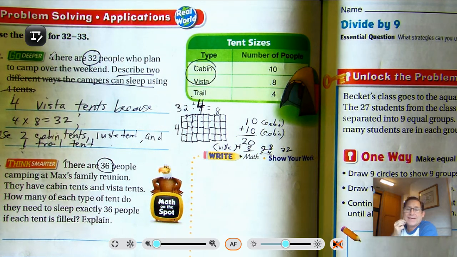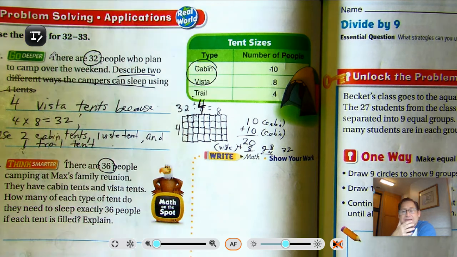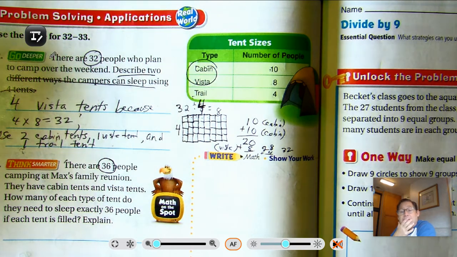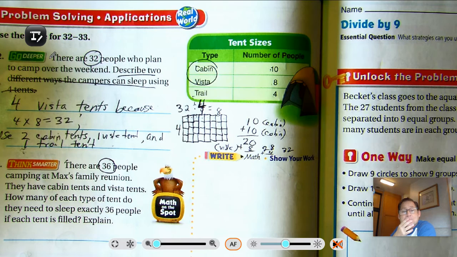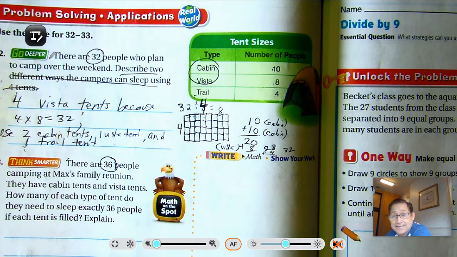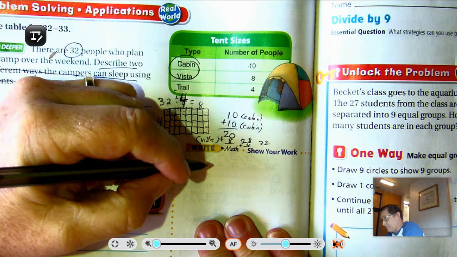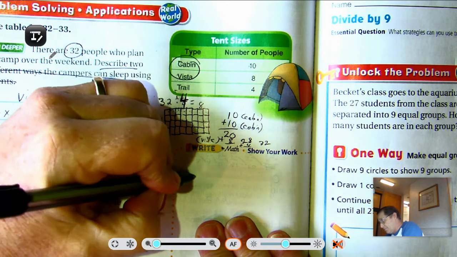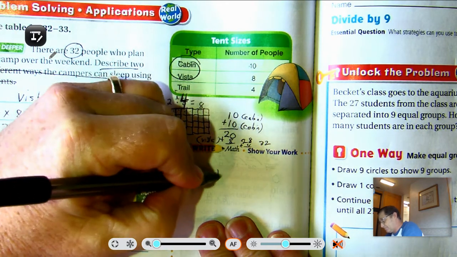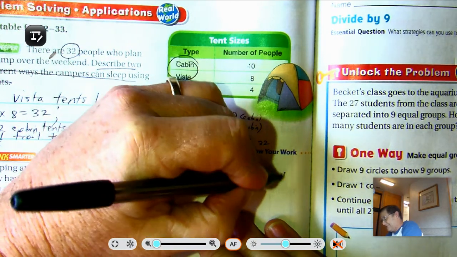Well, if we use 3 cabin tents, that would be 30 plus 8. That's 38. So no, that's too many because the tents are full. So 8 times 2 is 16. I think we're onto something there. Okay, so if we use 2 Vista tents, that would be 2 times 8, which is 16.